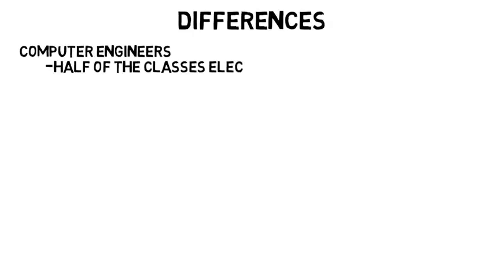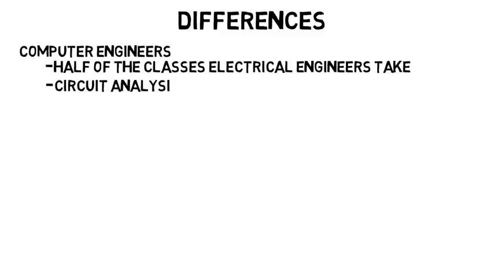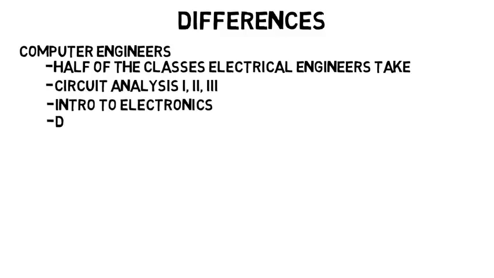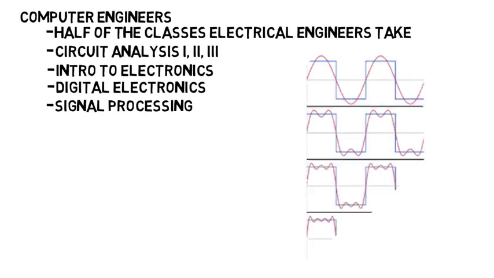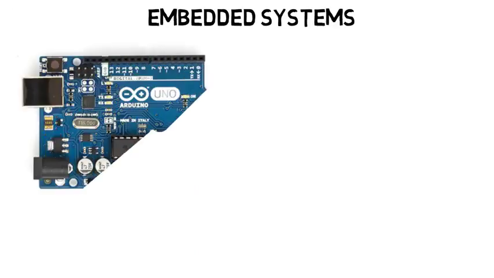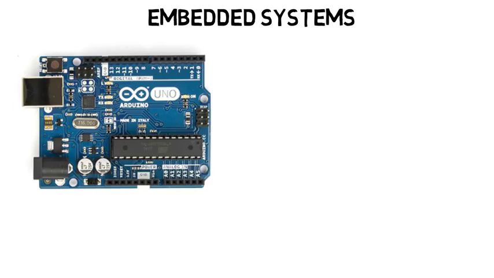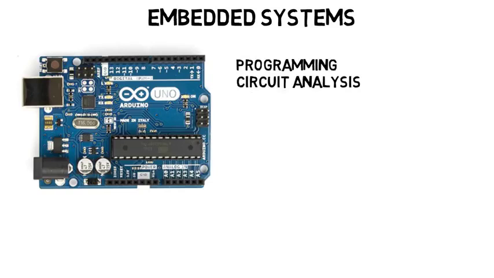Now on to their differences. Computer engineers take about half of the classes electrical engineers take, including basic circuit analysis courses and some electronics courses. They also take a signal processing course where you analyze the math behind signals such as sound waves or radio waves. For those who hate math, trigonometry, and analyzing functions, that class will not be fun for you. And lastly, they take their embedded systems class, which involves creating projects with something like an Arduino. This is where the hardware programming comes in that you'll hear computer engineers do that computer scientists don't. It involves programming knowledge, but you also need to know circuit analysis.